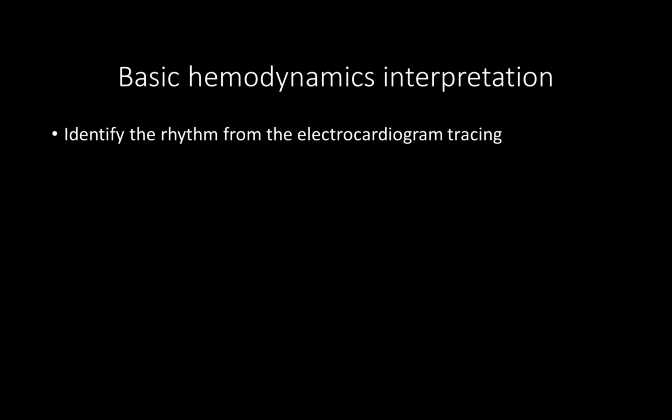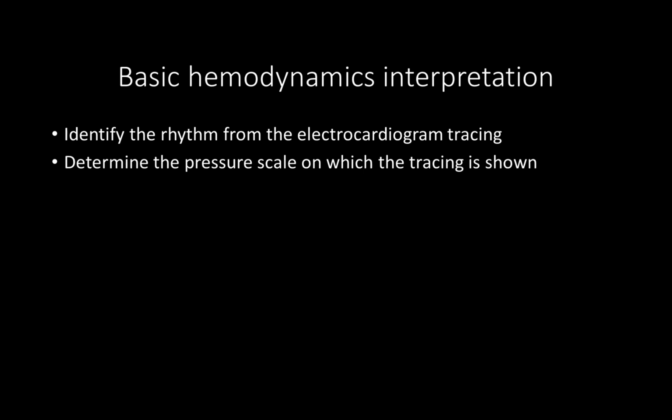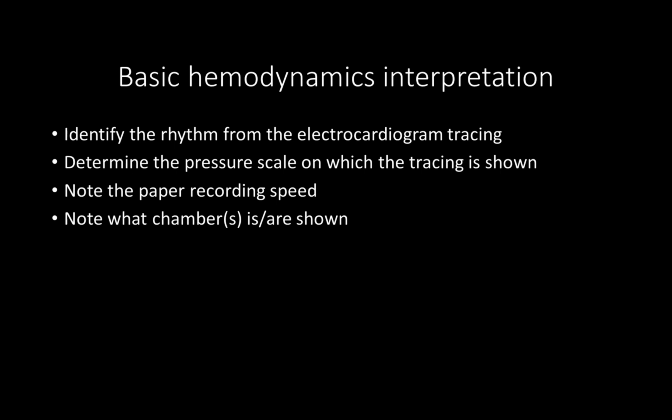Basic hemodynamics interpretation involves the following. Identify the rhythm from the electrocardiogram tracing. Determine the pressure scale on which the tracing is shown. Note the paper recording speed. Most sweep speeds will be 25 millimeters per second. Note what chambers are shown.